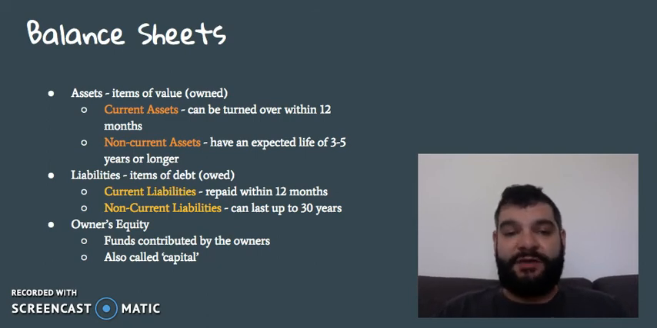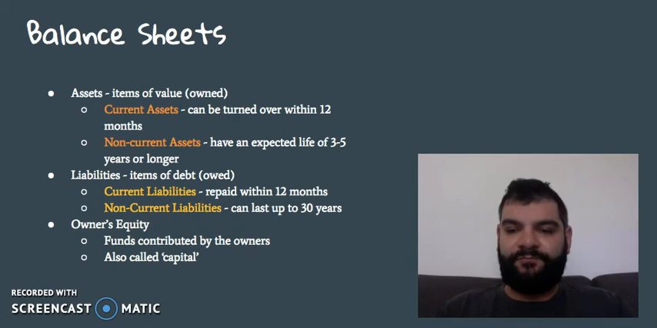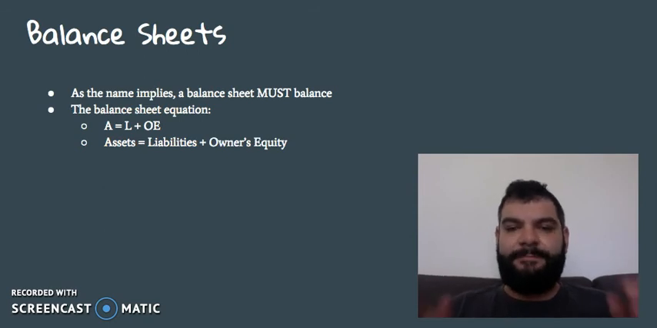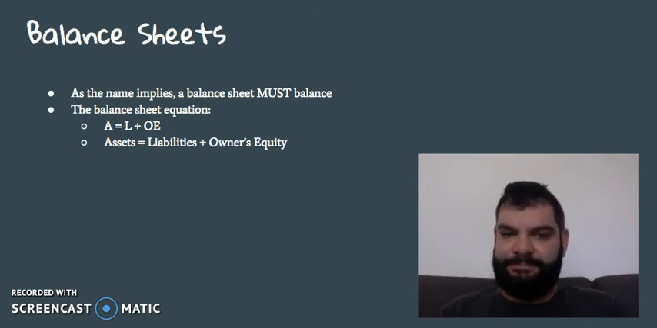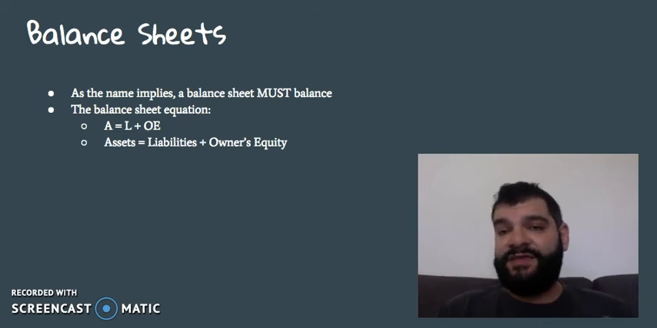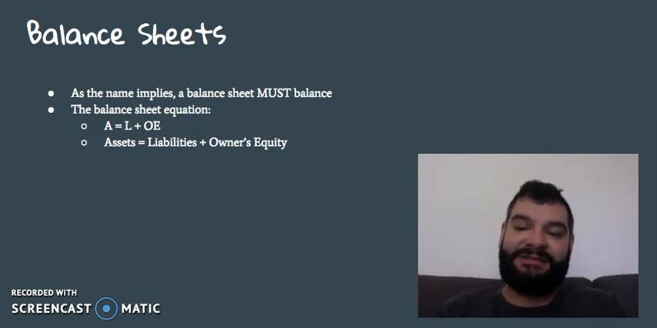And then we've got owner's equity on a balance sheet. These are the funds contributed by the owners of the business. It's also referred to as capital. When you put these all together in a balance sheet, as the name implies, a balance sheet must balance. If it doesn't balance, then it means that something a little bit strange is going on either with the accounting or the business itself, but it must balance.